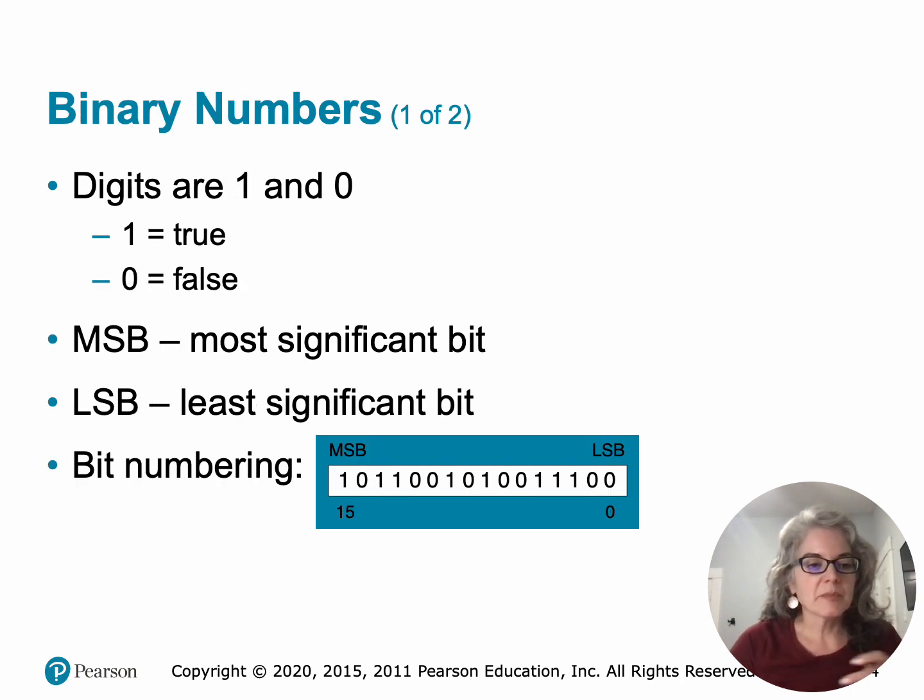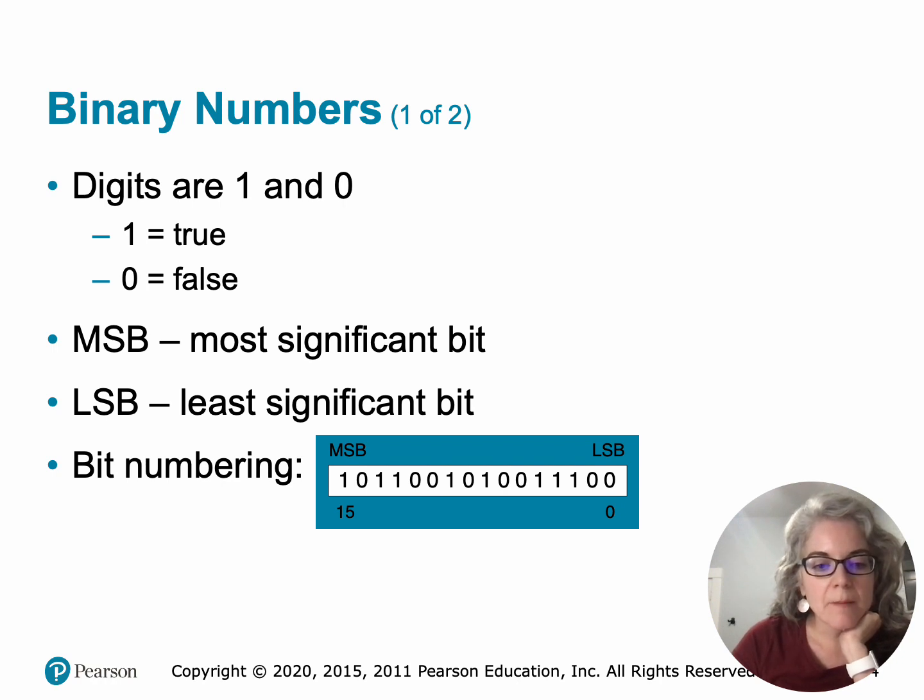So let's start with binary numbers. This here is a binary number. Binary numbers are represented using ones and zeros. 1 equals true, 0 equals false. Looking at this binary number, we are always going to talk about the least significant bit and the most significant bit. The least significant bit will always be at the end, or the right hand side.